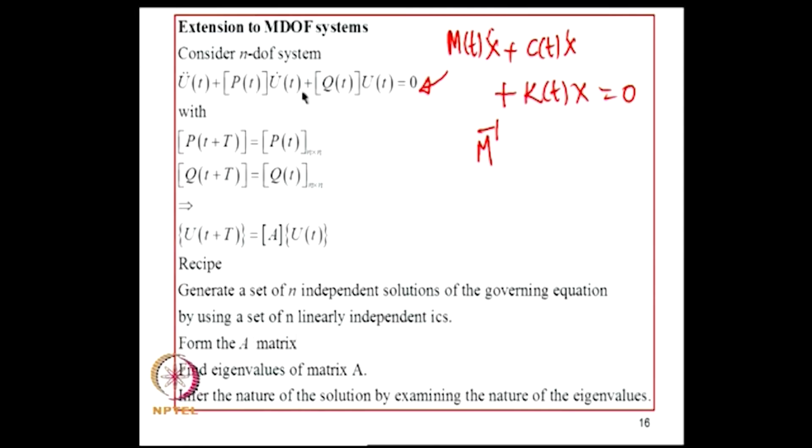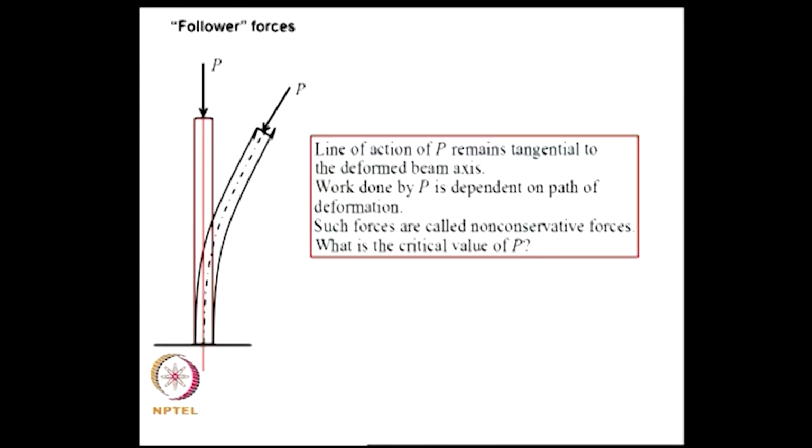We solve this equation over one period of excitation with a set of linearly independent initial conditions. We have to select a set of n linearly independent initial conditions and integrate the solutions over one period, and by examining the response at capital T, we will be able to construct the A matrix. Again, we can examine the eigenvalues of A and infer whether the solution grows in time or decays in time or becomes periodic, etc. So, this is how a qualitative analysis of a time varying system can be performed.